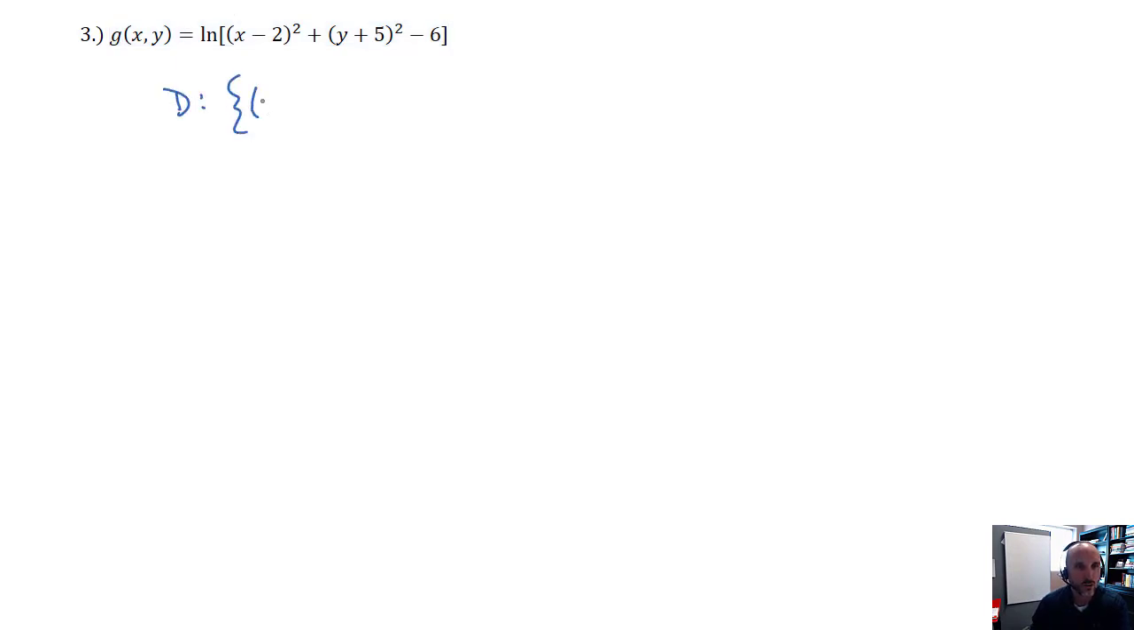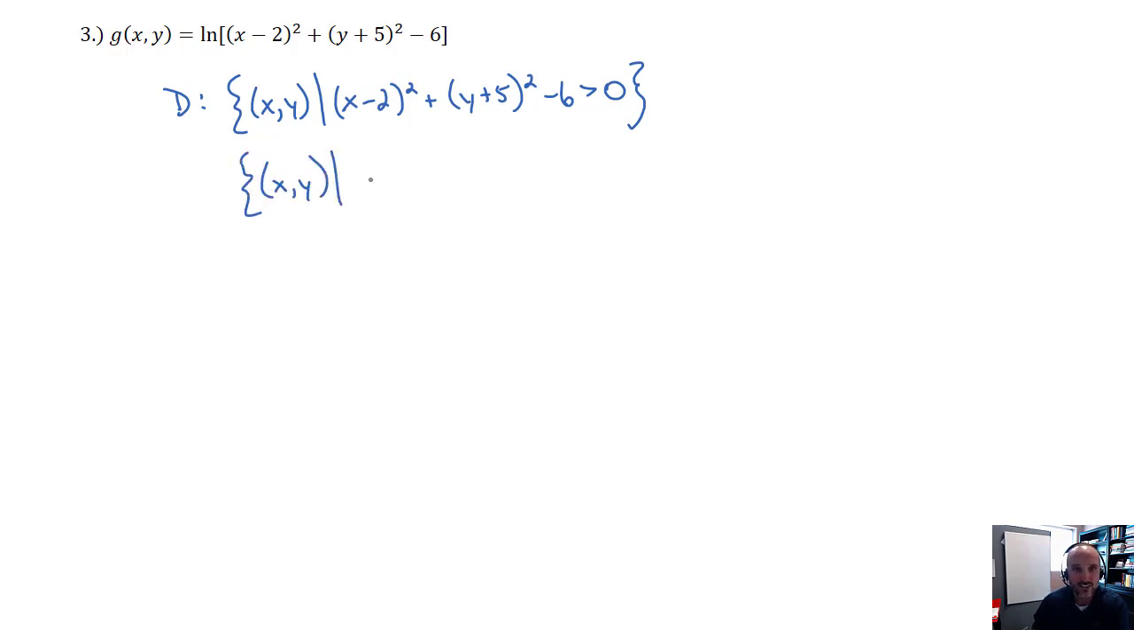It's the set of all ordered pairs, because our inputs are ordered pairs, such that, well, for a natural log, the argument has to be positive. So in this case, we need x minus 2 squared plus y plus 5 squared minus 6 to be greater than 0. Or, making it a little bit easier to recognize, we could just add the 6 over. x minus 2 squared plus y plus 5 squared is greater than 6. And that again is a circle.